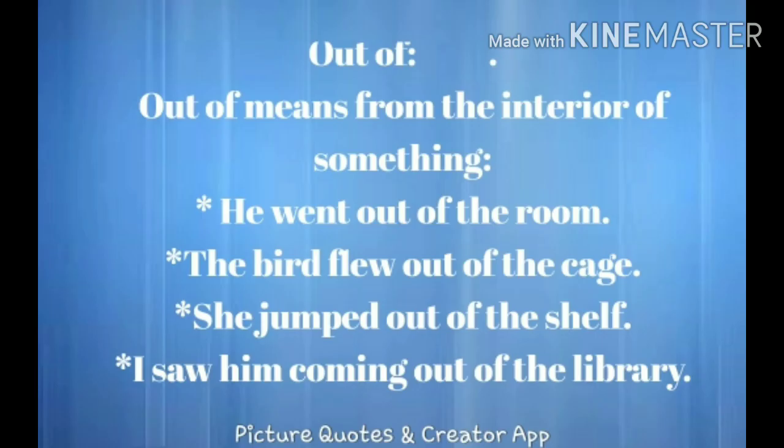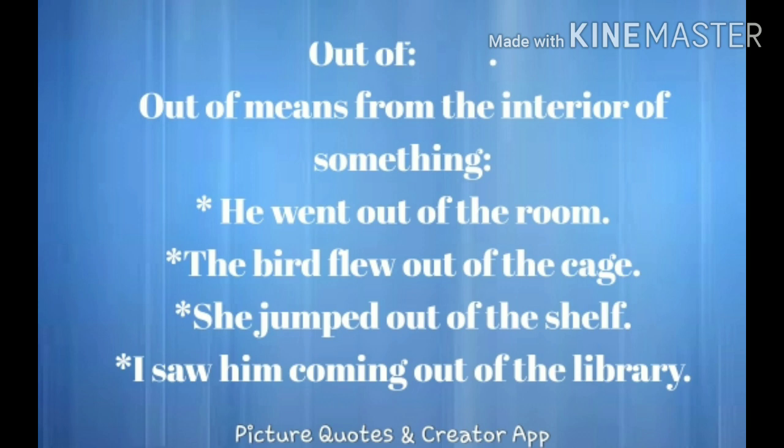The next one is out of. Out of means from the interior of something. He went out of the room. The bird flew out of the cage. He jumped out of the shelf. I saw him coming out of the library. So, as the definition indicates, we can use this preposition in front of a place, or a word that indicates a place. Something went out of it, something moved out of an interior part or was taken out of an interior part.